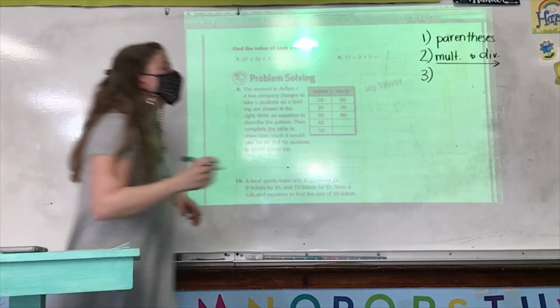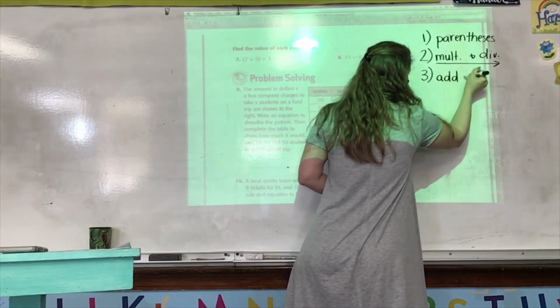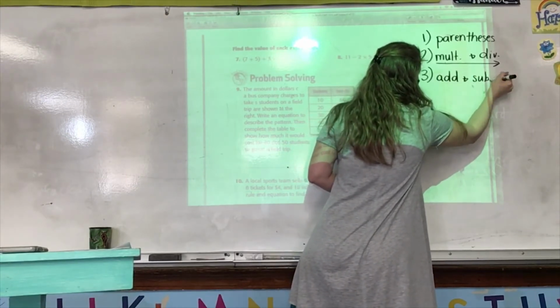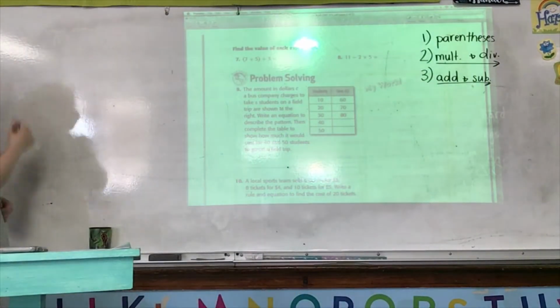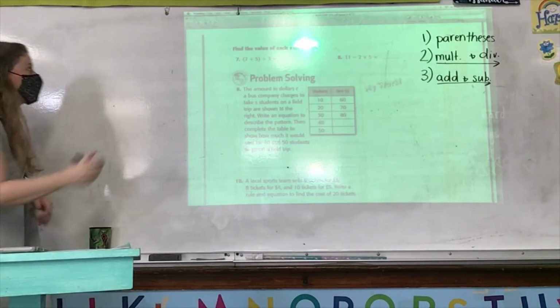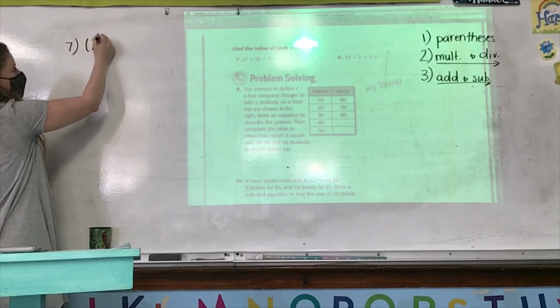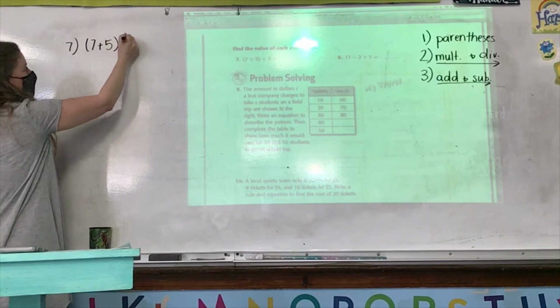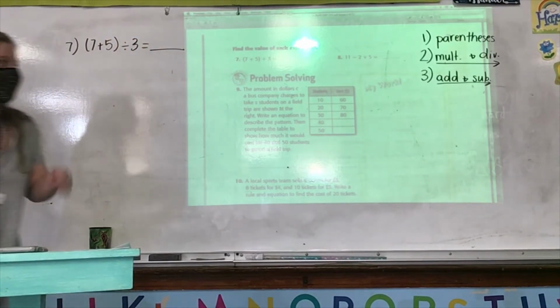Add and subtract from left to right. So we knew we had to solve this on a separate sheet of paper. So now go to your separate sheet of paper where you should have 7 and 7 plus 5 divided by 3 equals, hold on 1 second, okay.